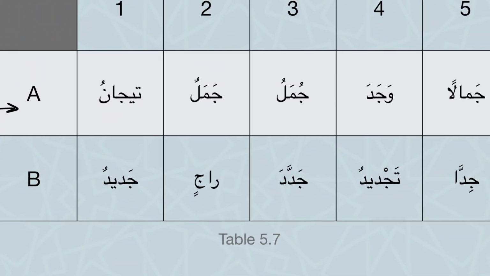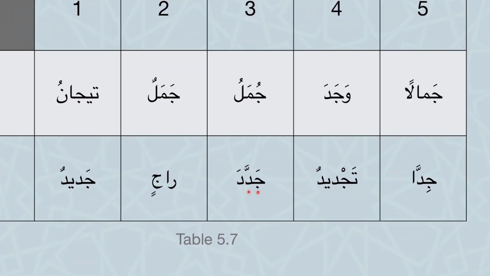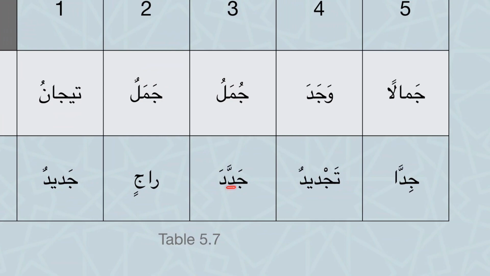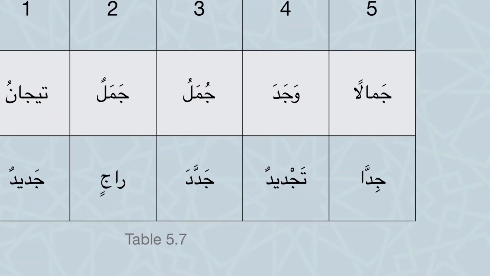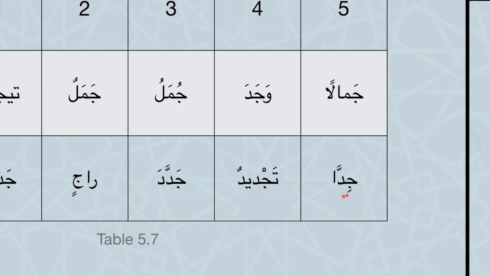There's no need to velarize the ra. It's rajin, not rajin. Okay. Careful. Jaddid. Perfect. Tajdeed. This one is jiddan. Perfect. Thank you very much, Asma.